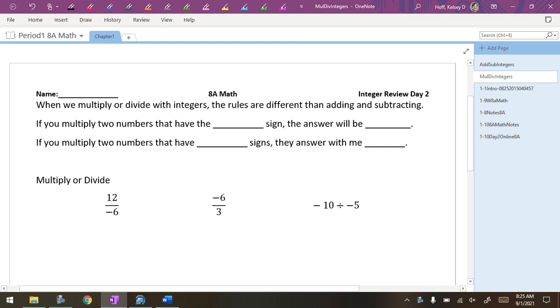All right, yesterday we added and subtracted. Guess what we're doing today? Multiplying and dividing. What I like about multiplying and dividing is the rules are a lot simpler, okay? When we multiply or divide, the rules are different than adding and subtracting. If you multiply or divide numbers that have the same sign, whether they're both positive or they're both negative, the answer is always going to be positive.